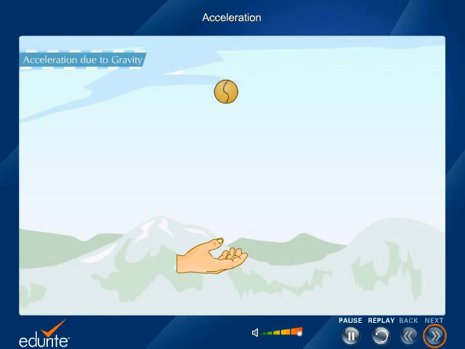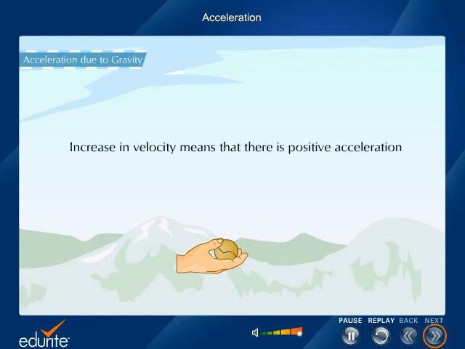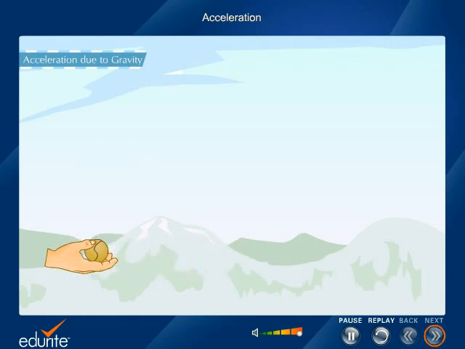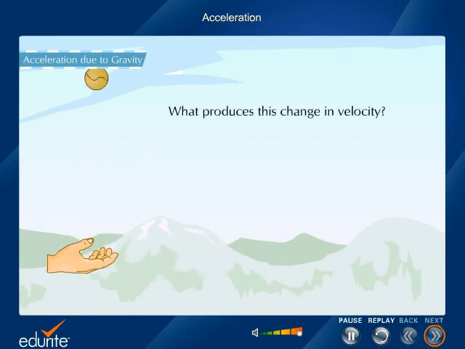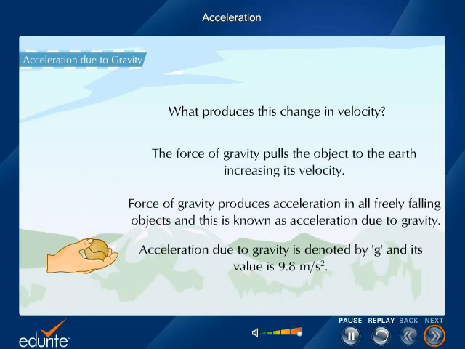The ball now starts falling. Observe that the speed of the ball increases during the fall. Increase in velocity means that there is positive acceleration. What produces this change in velocity? The force of gravity pulls the object to the earth, increasing its velocity.